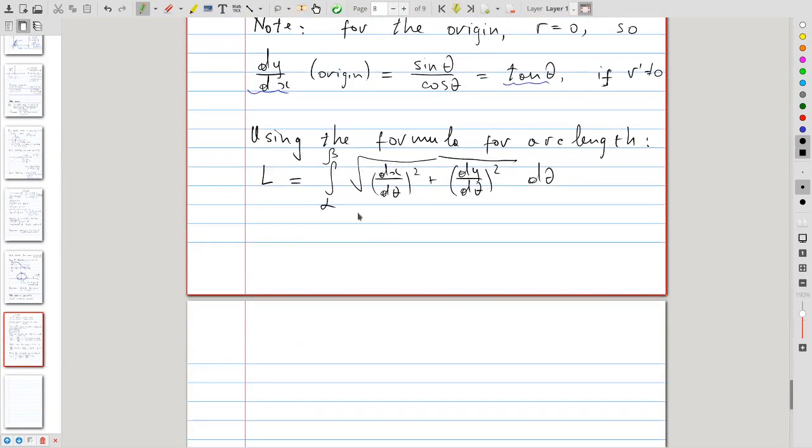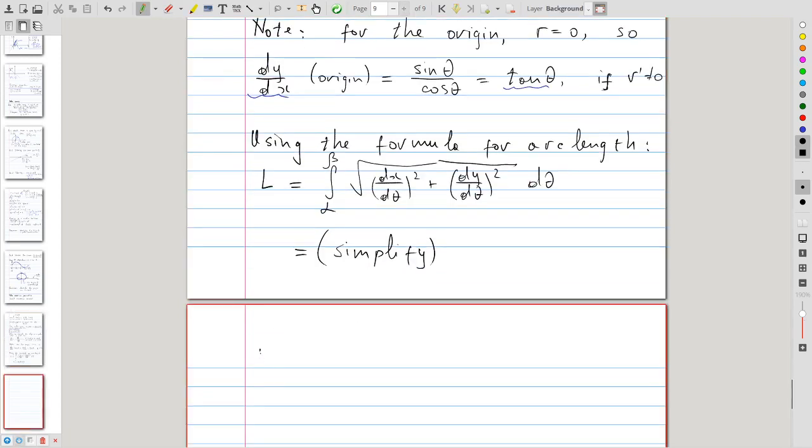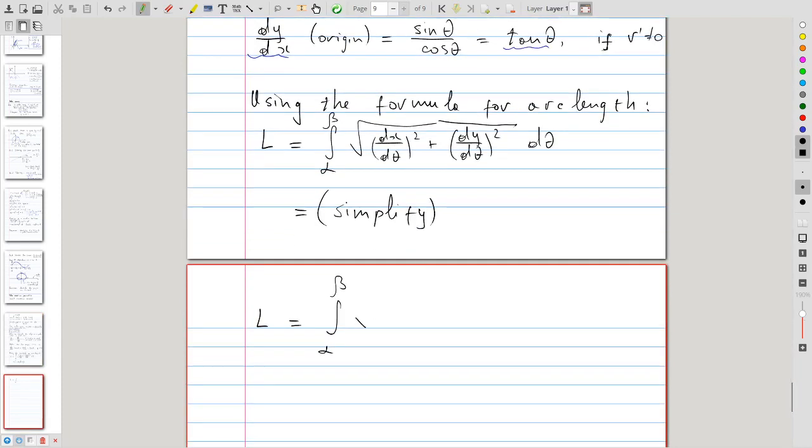Now, in our case, it becomes, after some simplification, which I will omit. So basically, what you have to do is to take the expressions for dx over d theta and dy over d theta and plug them into this square root. And then after some simplification, we will obtain that L is equal to the integral from angle alpha to angle beta of the square root of r squared plus dr over d theta squared, integrated with respect to theta.